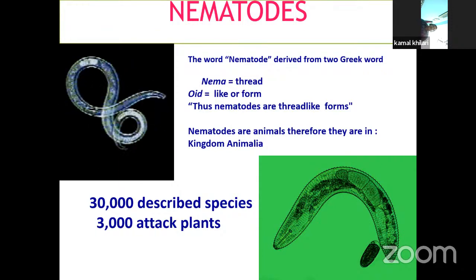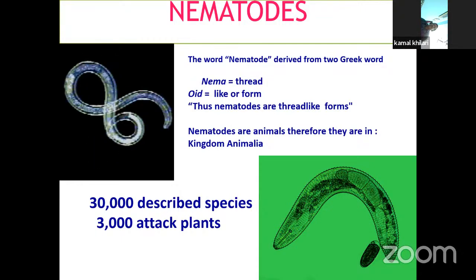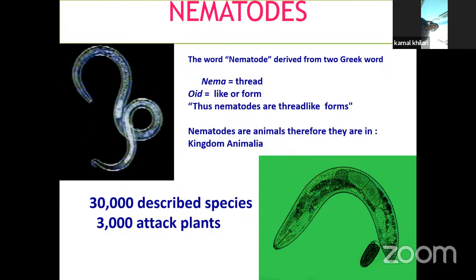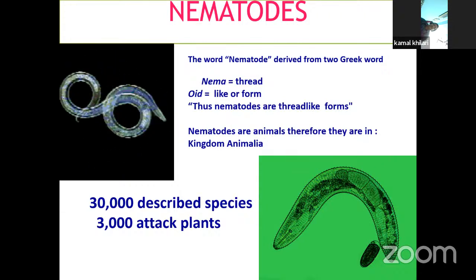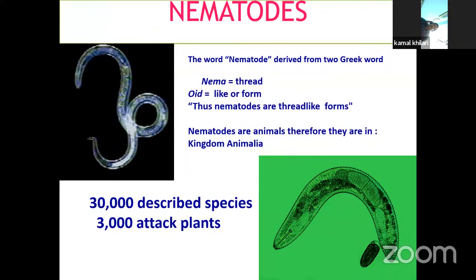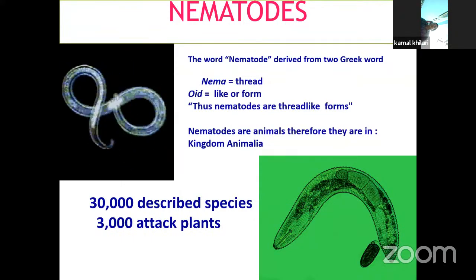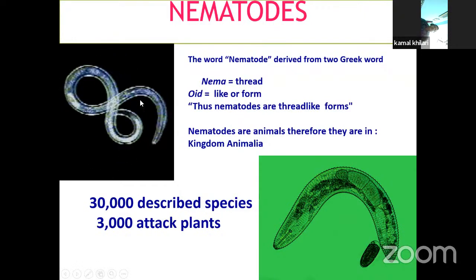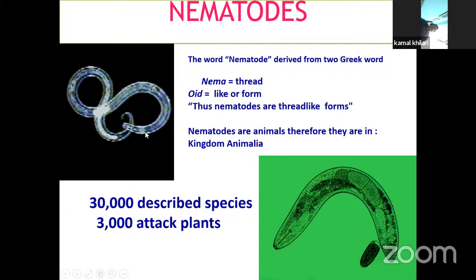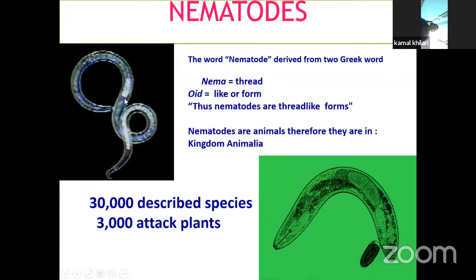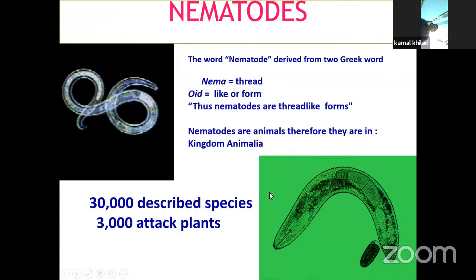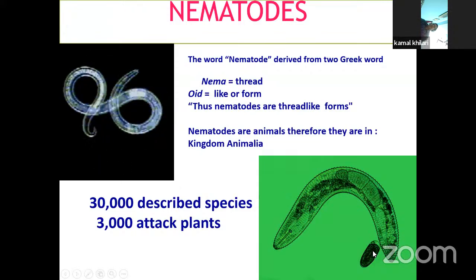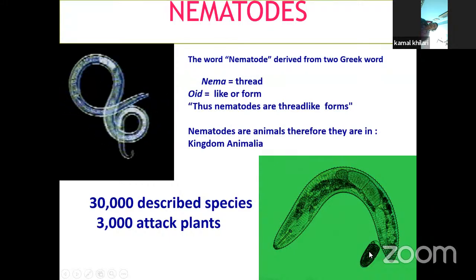Till now, about 30,000 species of nematodes or Sutrakrmi are known, and out of these 30,000 species, only 3,000 are harmful to plants, or you can say they are of agricultural importance. This is the picture of the nematode. You can see how it looks. This is the adult of the nematode, and this is the egg of the nematode.